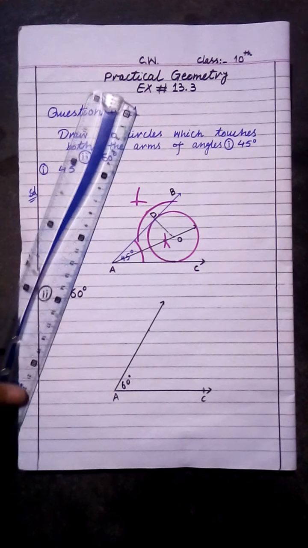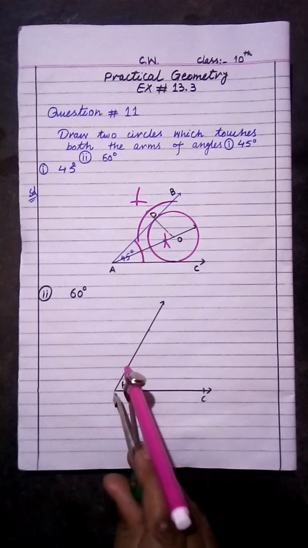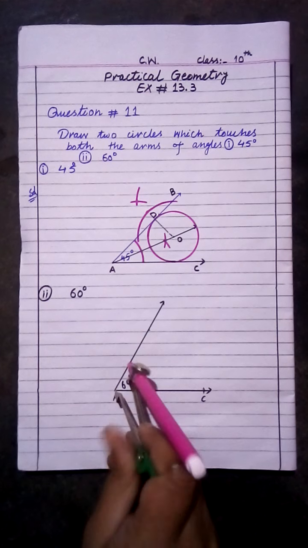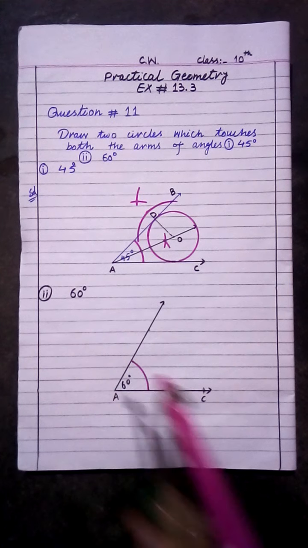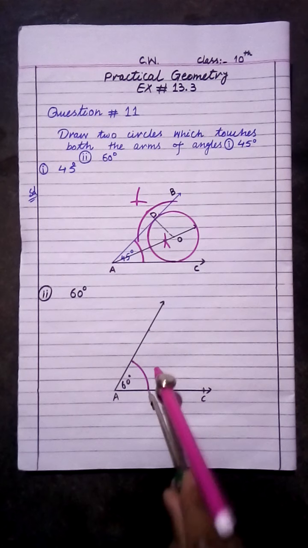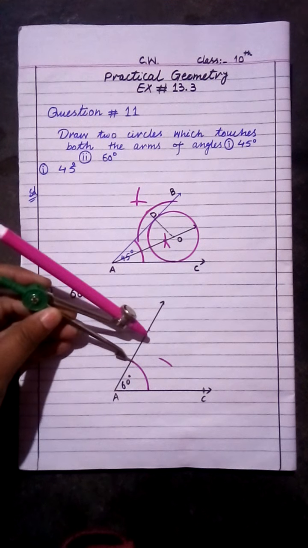Now you have to open the compass with suitable radius. So the same procedure you have to apply here. Open the compass with suitable radius and draw an arc like this. Now put the compass at the first intersection point and draw the first arc. Now put the compass at the second point.